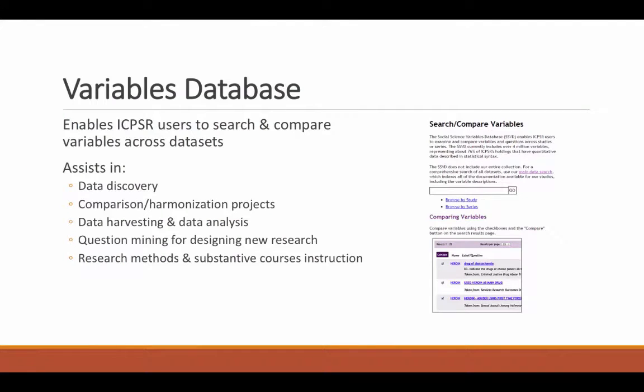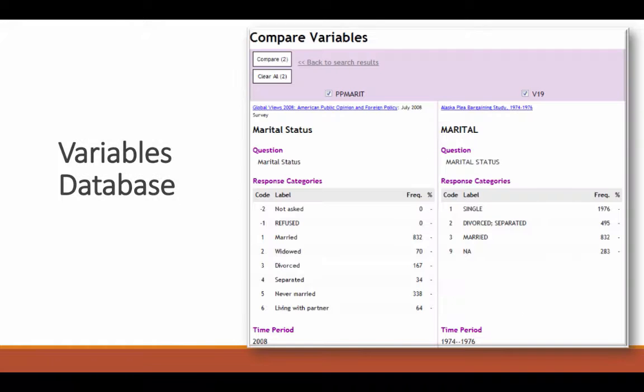Another discovery tool is the Variables database, which is under the Search and Compare Variables tab. This allows you to search for specific variables and compare those variables across studies. In this example, I compared the variable for marital status in 2 different studies.